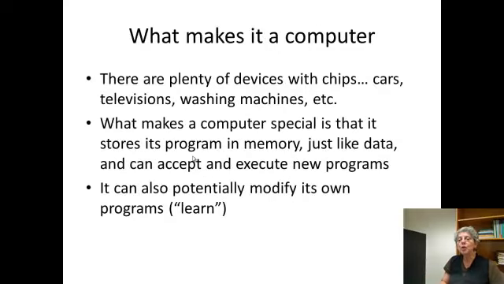Now, what makes a computer as opposed to some kind of smart device like a car or a TV or a washing machine is that the program is actually stored in the memory just like the data. So your computer isn't limited to one kind of program. It can accept and execute new programs. If there's an update to the operating system, you can download it and have a new and better operating system without taking your computer back to the shop.